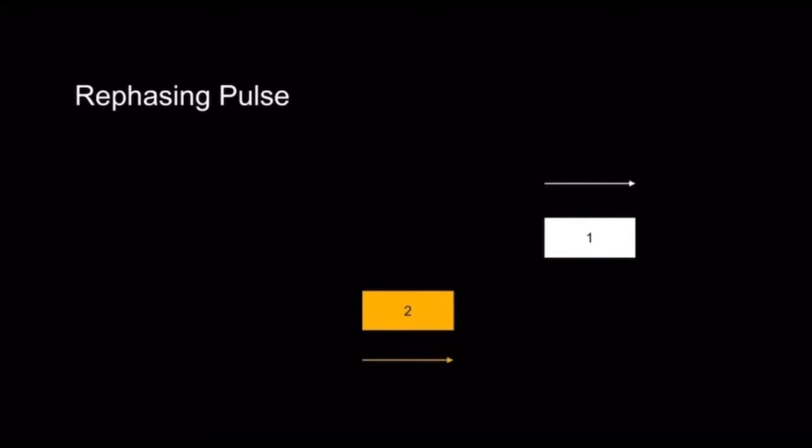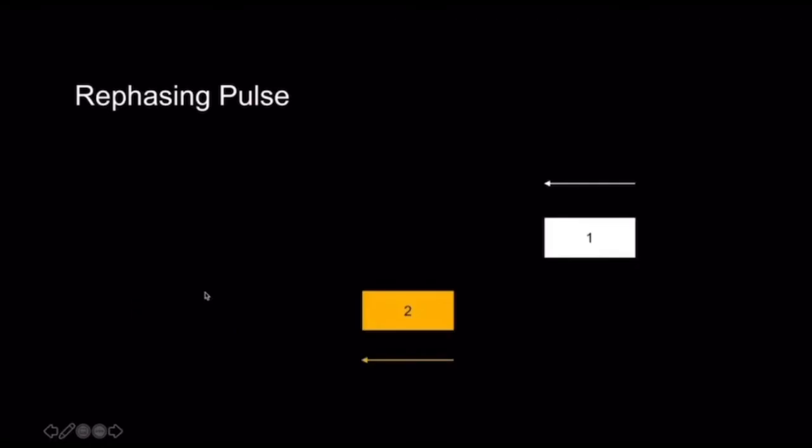If we turn those cars around to face the start line again after a certain amount of time, and then we wait the exact same amount of time, the two cars will be back in phase at the start line. That is equivalent to the 180-degree pulse turning the spins backwards, and after the exact same amount of time, the spins will be back in phase.